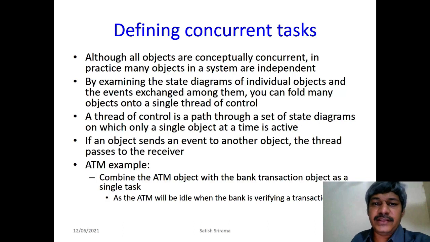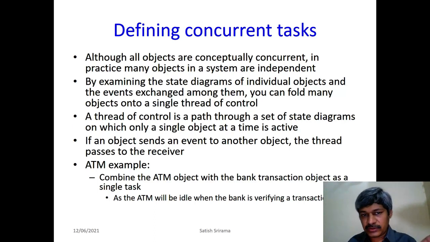When you are trying to define these concurrent tasks, although all objects are conceptually concurrent, in practice many objects in the system are independent. This is an important thing to remember. During the analysis, almost all the objects are concurrent, but by examining the state diagrams of individual objects and the events that they exchange among them, you can fold many of these objects into a single thread of control.